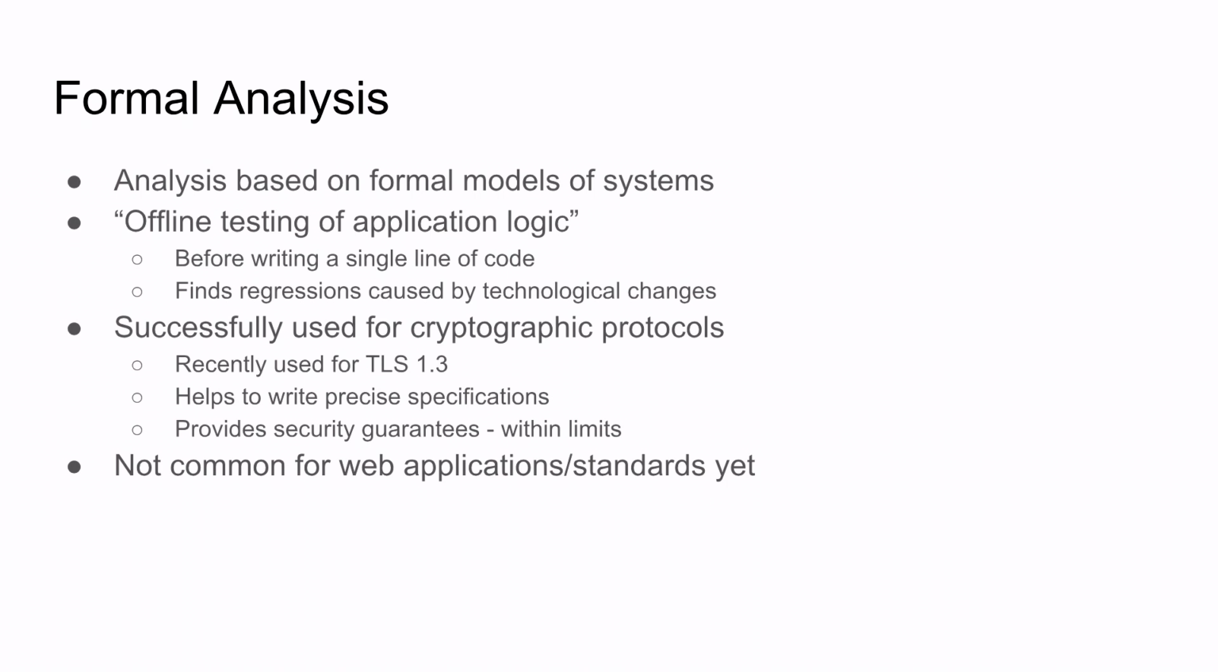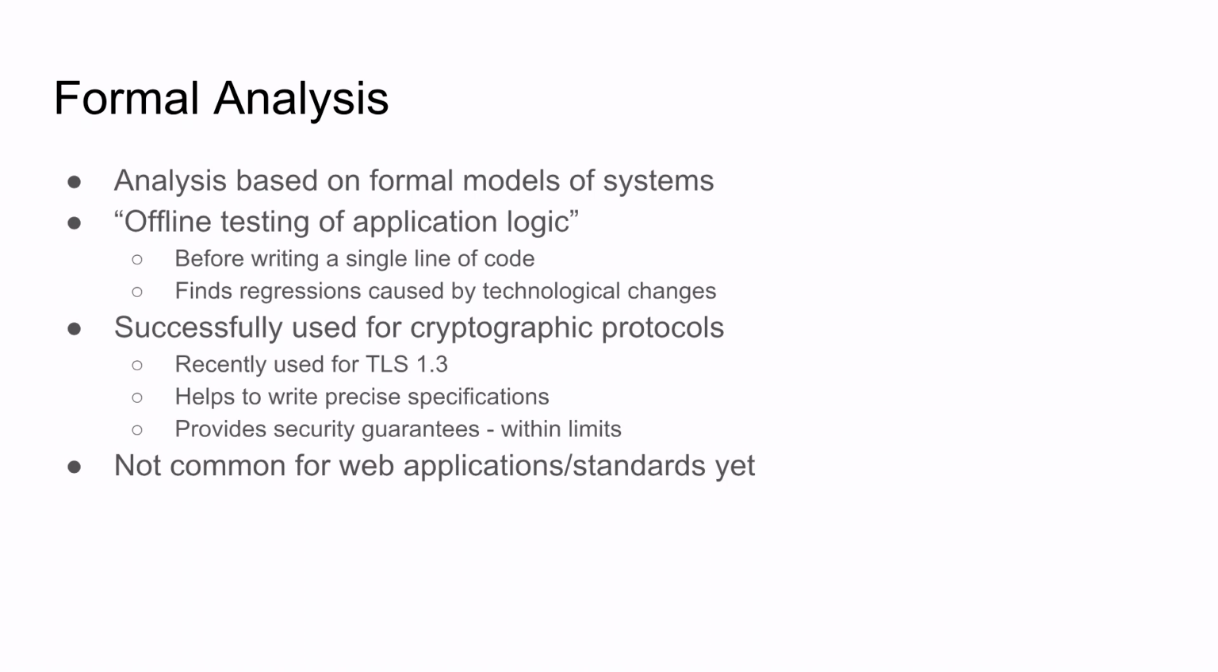And this can help us to find regressions, as we have seen before, caused by technological changes. And this has actually successfully been used for cryptographic protocols for many years now. But we are not used to have that on the web right now. But if you think, for example, of TLS 1.3, this standard was developed together with many people of the formal analysis community, and they provided a lot of input. They really try to make sure that this is a very, very secure protocol.